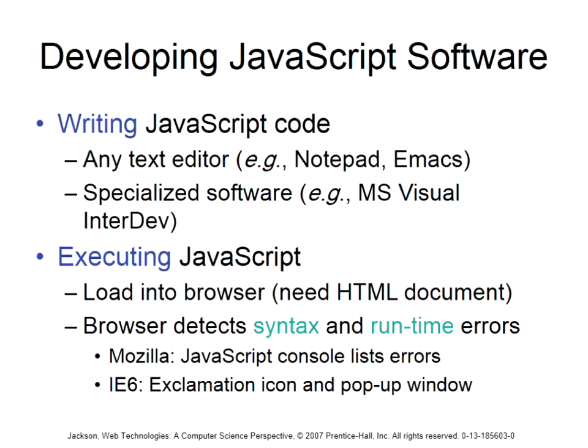Here, script type equal text JavaScript. After that, src equal. Here in src I can find the name. So the name is script1.js.